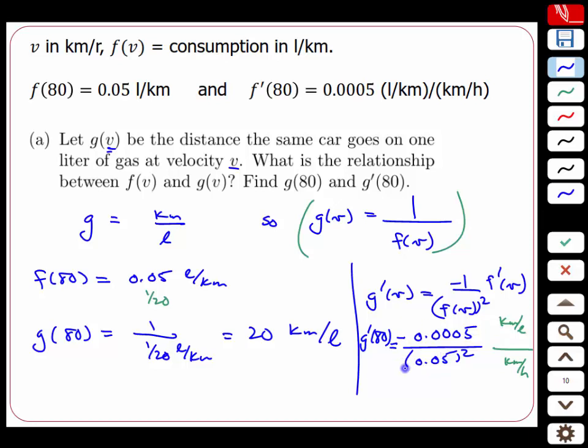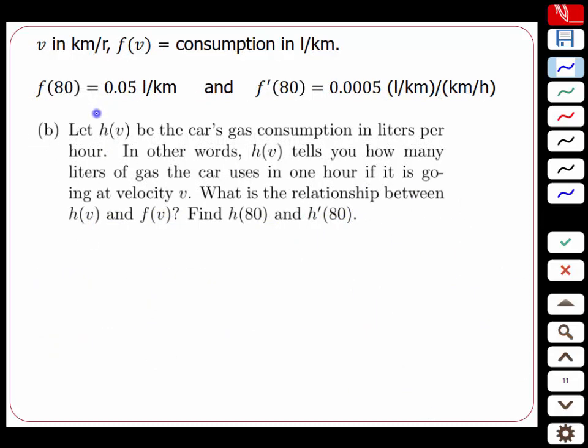Perfect. If we calculate this as a specific value, we end up with negative 0.2 kilometers per liter for every kilometer per hour we go faster. We lose that efficiency for every kilometer per hour we go faster. We don't have to limit ourselves to that.